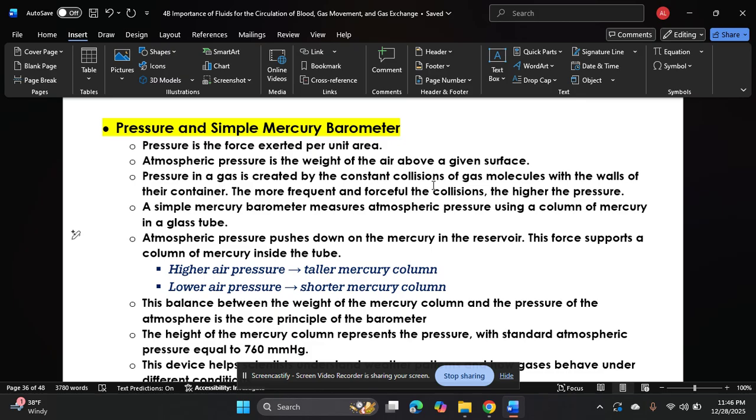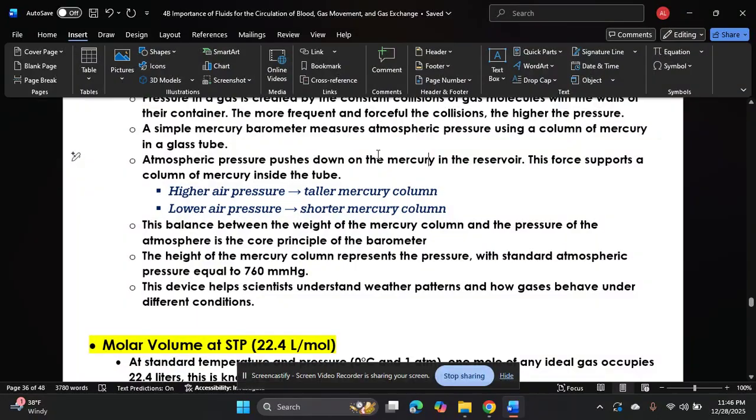A simple mercury barometer measures atmospheric pressure using a column of mercury in a glass tube. Atmospheric pressure pushes down on the mercury in the reservoir, and this supports a column of mercury inside the tube. Higher air pressure equals a taller mercury column. Lower air pressure equals a shorter mercury column.